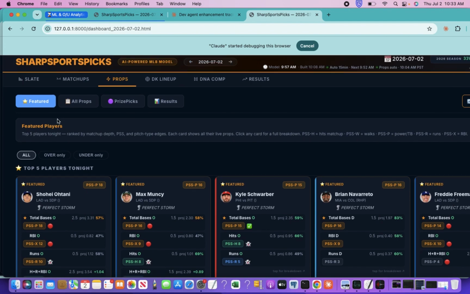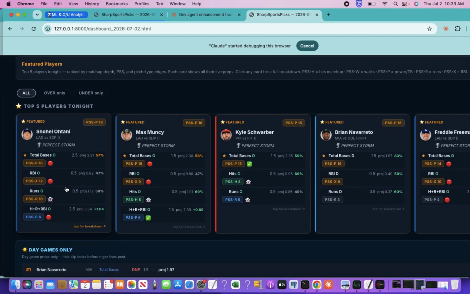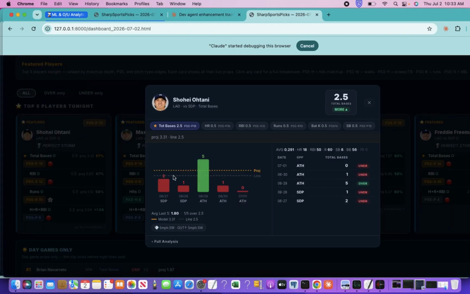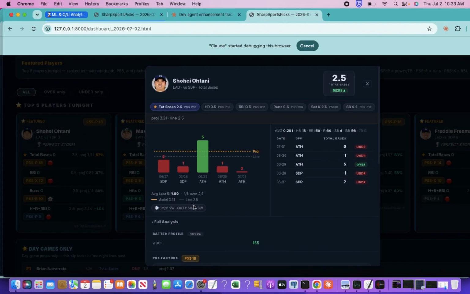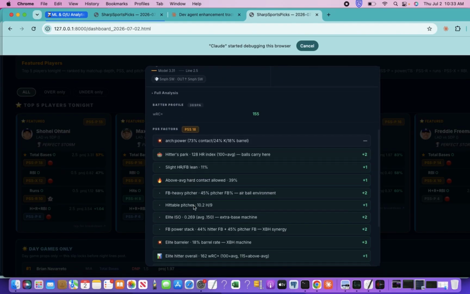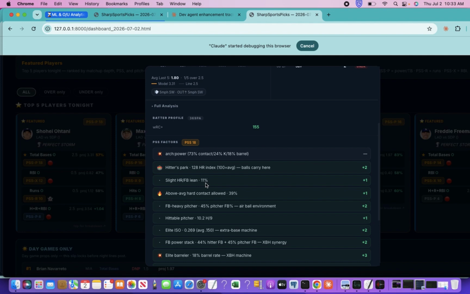So this is more for like PrizePicks or just straight up player props. It shows the top 5 players tonight. No shocker, Ohtani's at the top. He's got a perfect score of 18. And when you go into it, it's like how PrizePicks will show this. Then you get a deeper breakdown of where this PSS 18 came from.